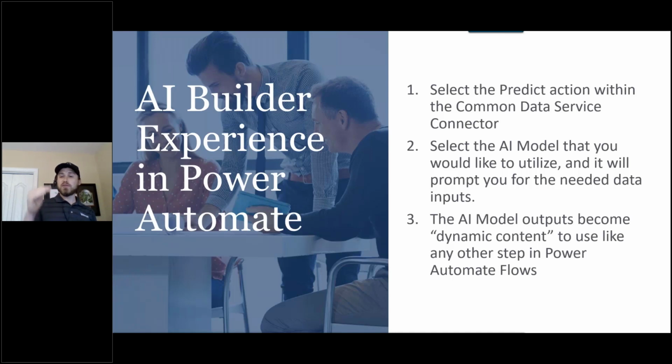And so it's still there, but selecting the predict action within the Common Data Service connector. So if you're in Power Automate and you're using the Common Data Service connector, then you can use predict and access AI Builder models. And so right there within your Power Automate, you can access AI and use AI in whatever automation you're doing. So you select that model, you utilize it, and then it's just an action. It produces outputs, just like anything else that you might put into a flow.